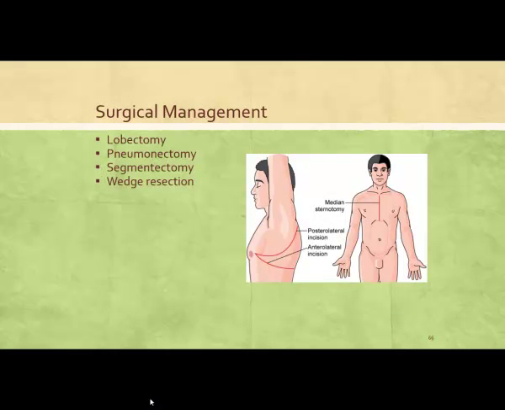Surgical management, so again, this is doing surgery. We're actually going to do a lobectomy, which is a removal of a lobe, or removal of the entire lung, which is a pneumonectomy. We can also do segmentectomy or wedge resections, and that's just removal of a portion of the lung.